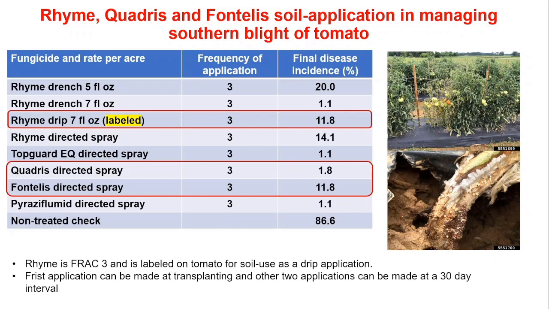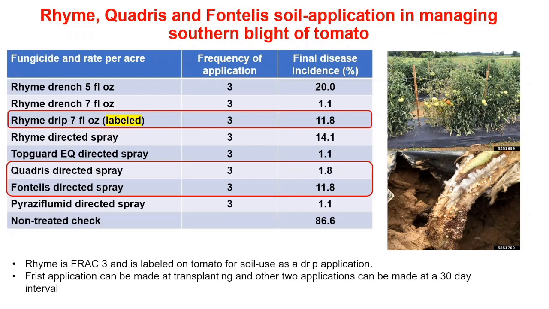Okay, what else? TopGuard EQ. TopGuard EQ is labeled for other foliar diseases, but not for southern blight, and it is also not labeled for soil use. But in this particular trial, we applied TopGuard EQ applying at the base of the plant. Okay, so there's also a Quadris directed spray, which is again not labeled, but it did have a good bit of effect.